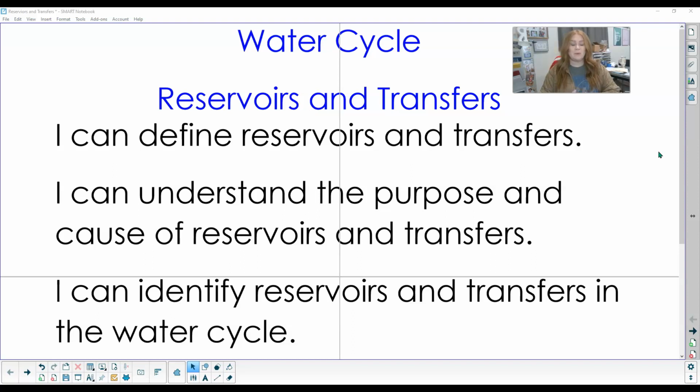We are going to be talking about reservoirs and transfers within the water cycle. While these may be new words to you, there are things that we have already learned about. We're just giving them a new name. From this video, you should be able to give a definition of a reservoir and transfer, understand their purpose in the water cycle and what can cause them, and be able to identify them in the water cycle. So let's take a look.